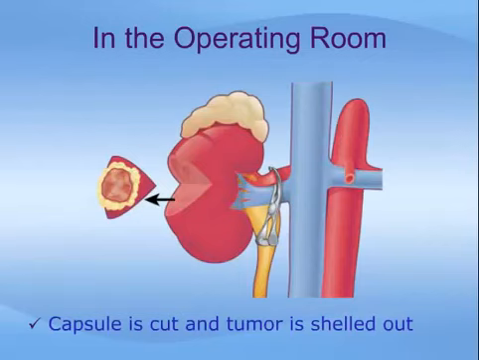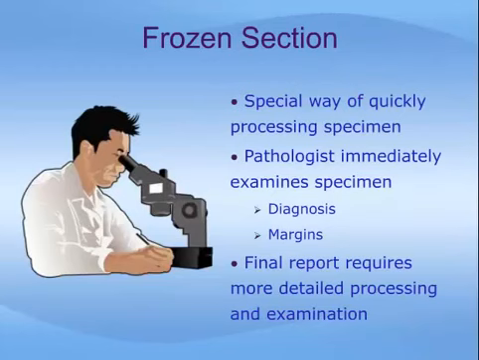Next, the kidney capsule is cut around the tumor, leaving a margin of about 1 centimeter away from the tumor, and the tumor and surrounding small amount of kidney tissue are shelled out. Some surgeons may use ultrasound to help localize the tumor in certain situations. At this time, a special examination of the specimen, called a frozen section exam, is carried out by a pathologist.